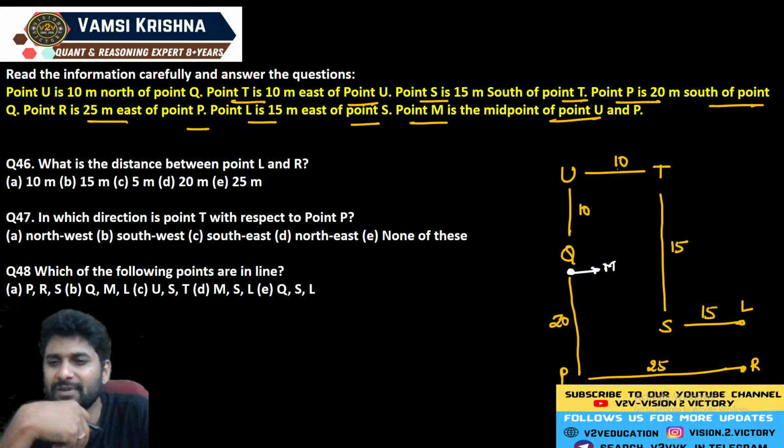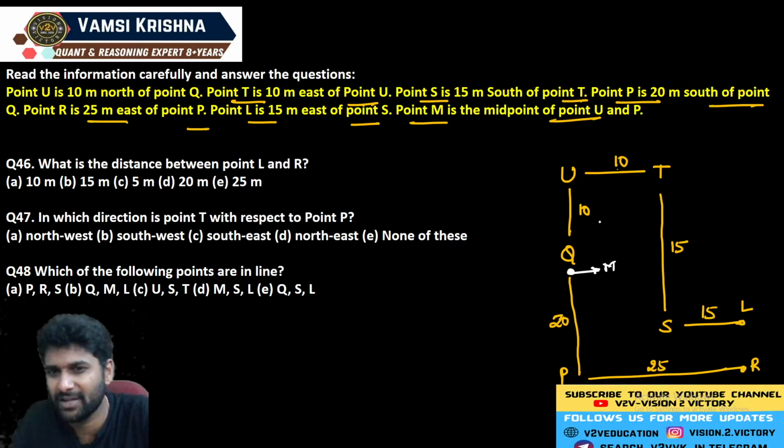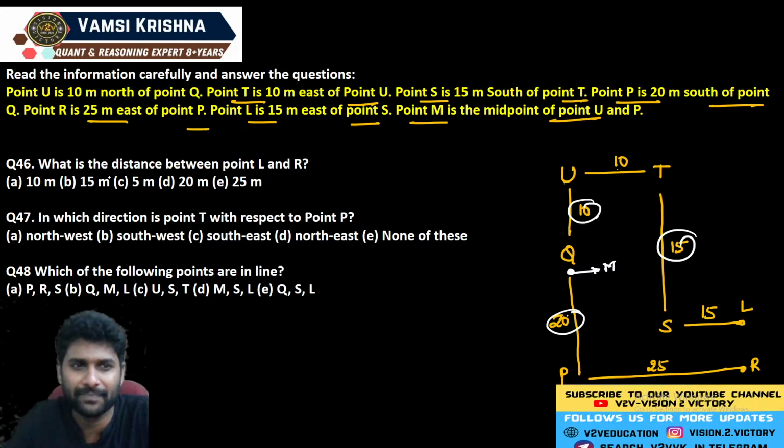Another question, what is the distance between L and R? Guys, it's a difference. You already know that it's a 30, right? It's a 10, it's a 20. So from U to P, it's a 30. T to S is a 15. Definitely, it's a difference of 15.